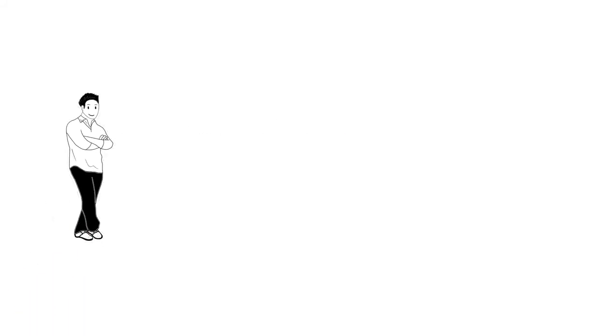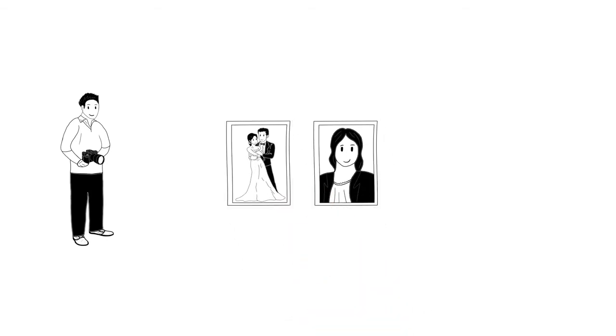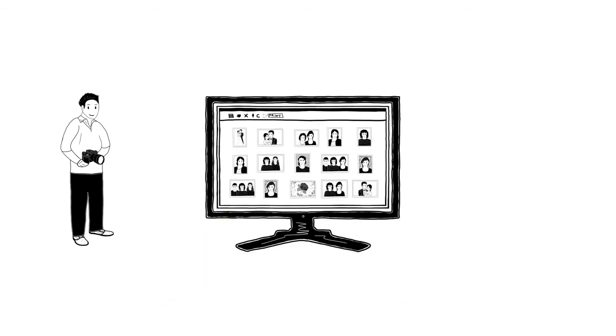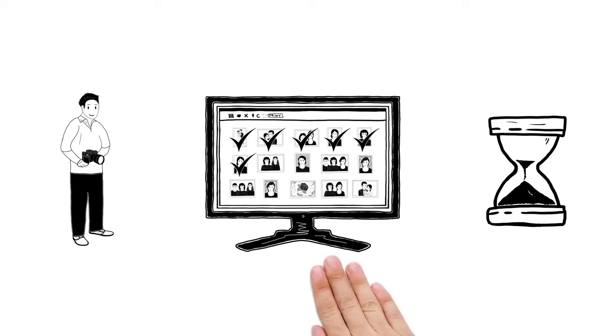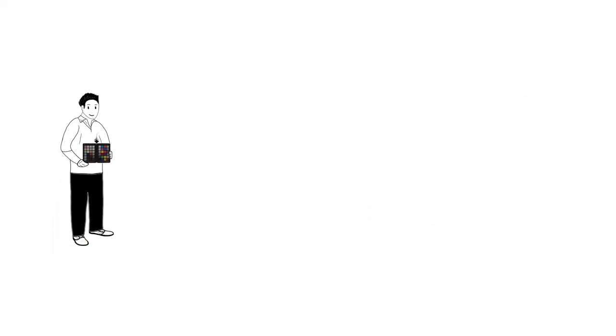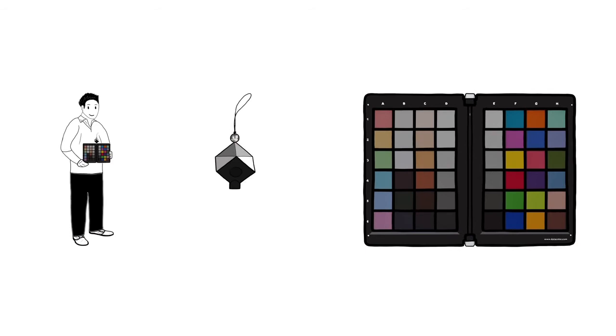Meet Simon. He's a passionate photographer. He takes a lot of great pictures and likes to make them even better with post-processing. But he spends an awfully long time editing his pictures and adjusting color and contrast in every single one. Luckily for Simon, there's a solution that gives him two helpful tools to ensure ideal contrast and consistent color output.